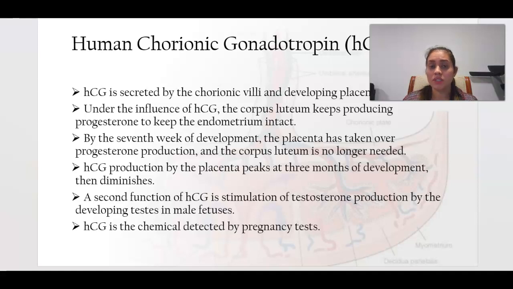By the 7th week of development, the placenta has taken over progesterone production and the corpus luteum is no longer needed. HCG production by the placenta peaks at 3 months of development and then diminishes. A second function of HCG is the stimulation of testosterone production by the developing testes in male fetuses. And human chorionic gonadotrophin is the chemical detected by pregnancy tests, which we can now do easily at home.